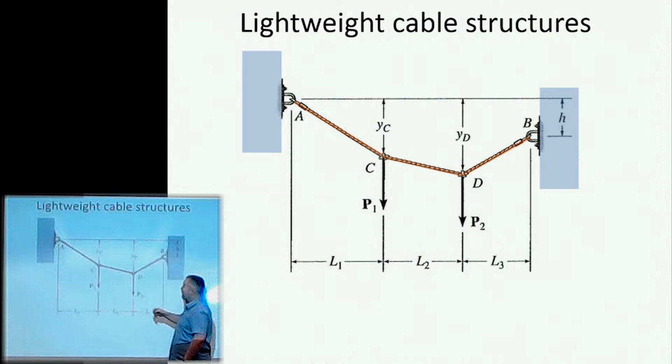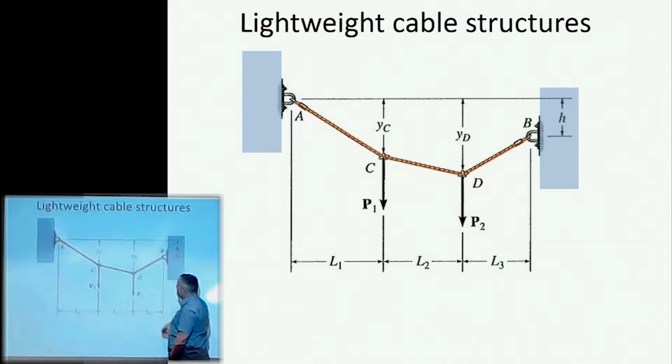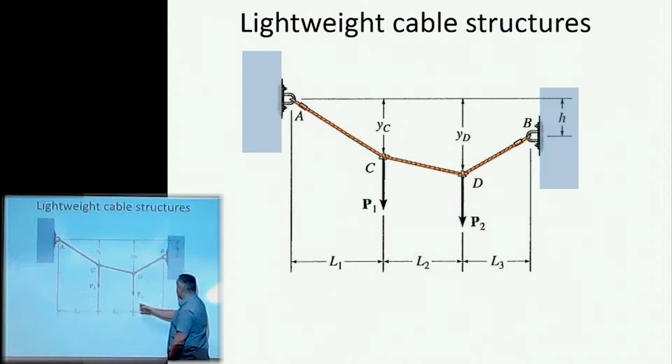Right, so what we have, two reactions at A and B. We've got a rope hanging between, and we've got a load that is attached at C and D. So it's quite a simple setup, and then you've got your dimensions between A, C, C and D, D and B. Then you've got your vertical dimensions.